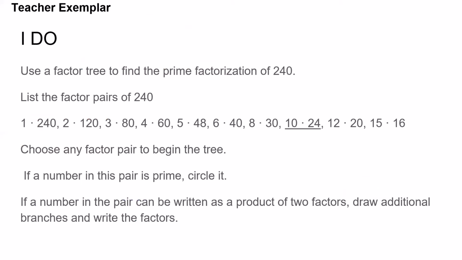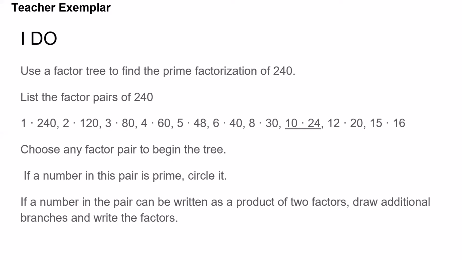Okay, the teacher's expectation, or the teacher's exemplar. I like to call it Moody's Corner. All right, so we're going to use a factor tree to find the prime factorization of 240. We're going to list the factor pairs of 240. Do not make this very difficult. The factor pairs are simply 1 times 240, 2 times 120, 3 times 80, 4 times 60, 5 times 48, 6 times 40. All of these numbers paired up, multiplied together, give you 240.